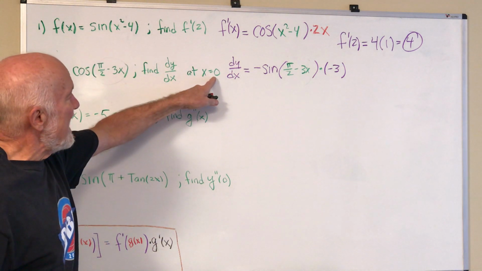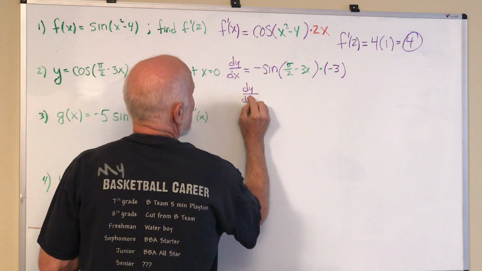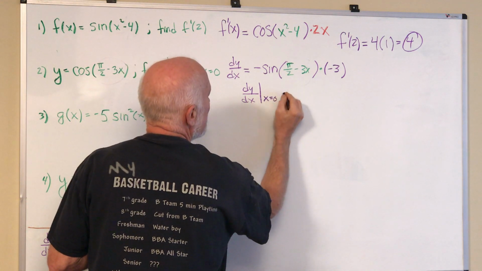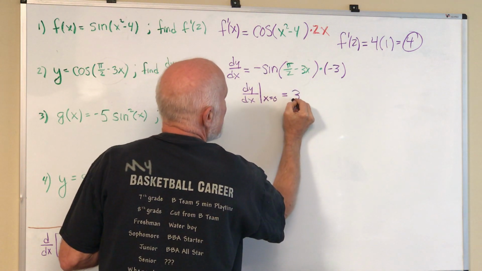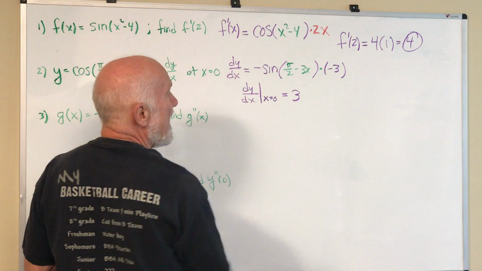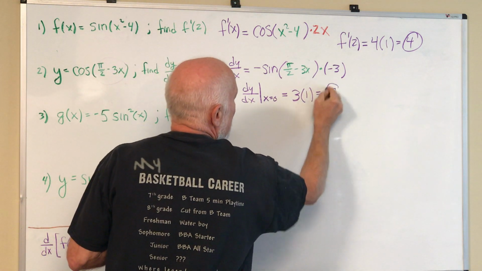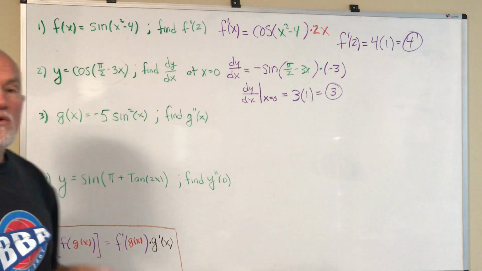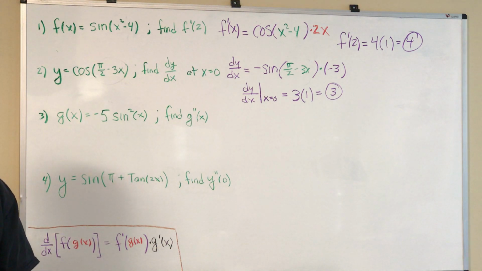But they want to find it at x equals 0. So you could say dy dx, this is the way you could say that, at x equals 0, you'd have a minus times a minus is a plus 3. The sine of pi over 2 is 1. So now we've found the slope of this function at x equals 0. Do you see how we did those pretty much the same way, even though the functions look quite a bit different?